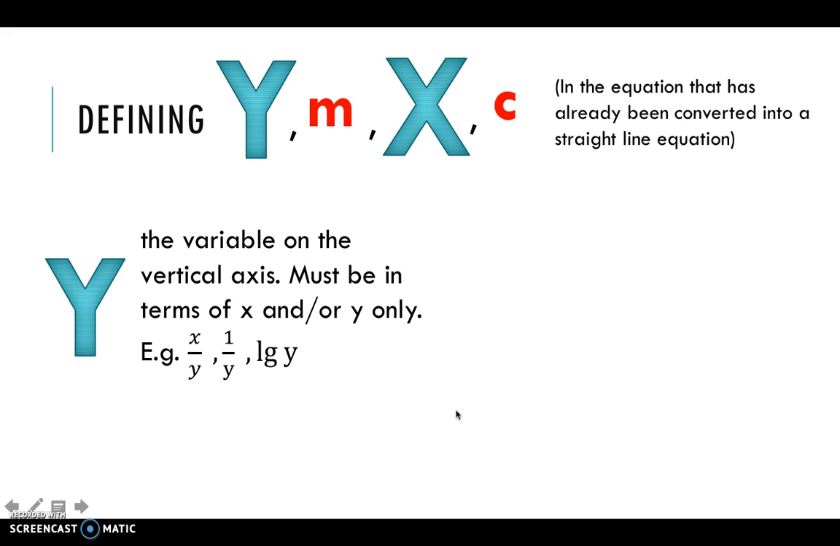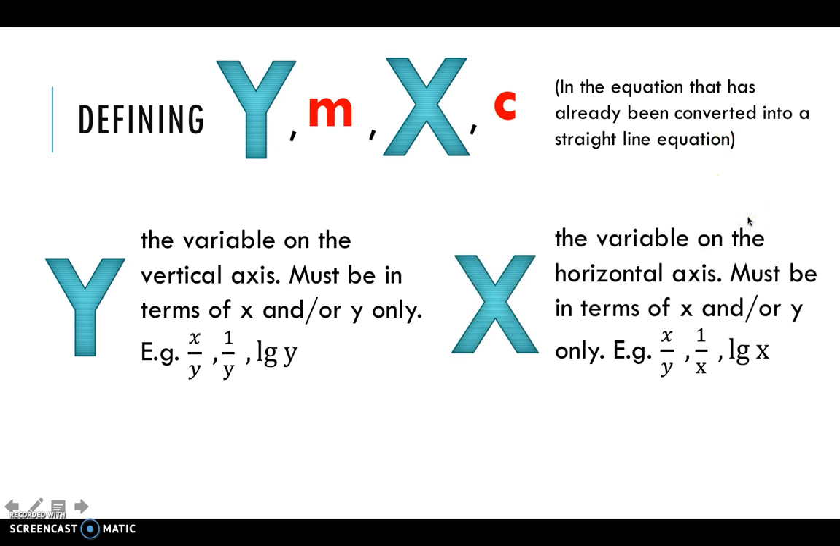Okay, now Y can be expressed in terms of X and Y, or Y only. Okay, for instance, X over Y, 1 over Y, log Y. These are all examples of your big Ys. Take note that these are all in the equation that has already been converted into a straight line form of equation. Okay, big X is the variable on the horizontal axis. The horizontal axis must be in terms of X and or Y only. Okay, so take note that these are typical examples of what big X can be.